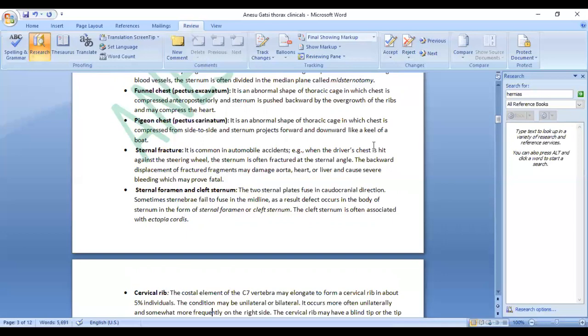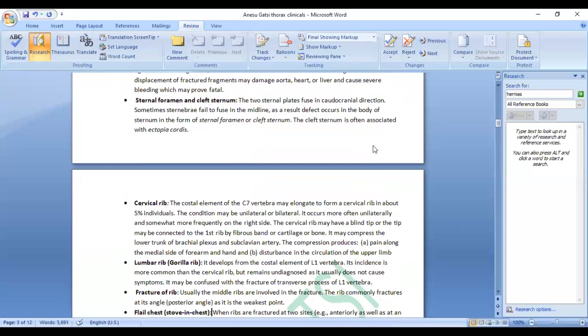Then you have what is known as a cervical rib and the lumbar rib. Remember, when we talked about thoracic inlet syndrome, we said that we may have a cervical rib causing thoracic inlet syndrome, or you may have an enlarged or hypertrophied scalenus anterior muscle as it goes to attach onto the scalene tubercle on the first rib. The cervical rib is sort of like a costal element of the C7 vertebra, which may elongate in 5% of individuals. The costal element of a vertebra just translates to the transverse processes that you find on your vertebra.